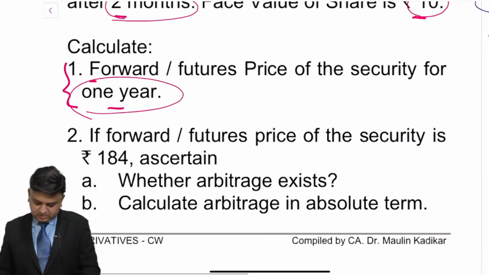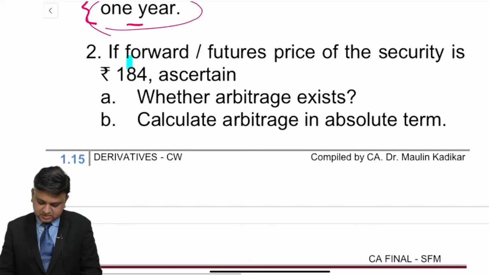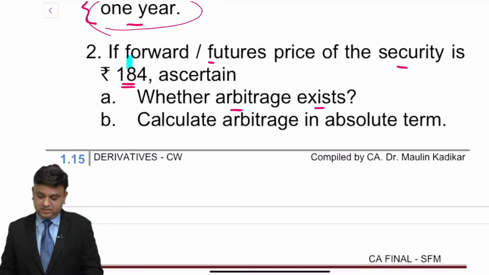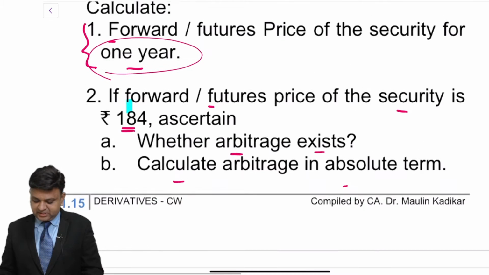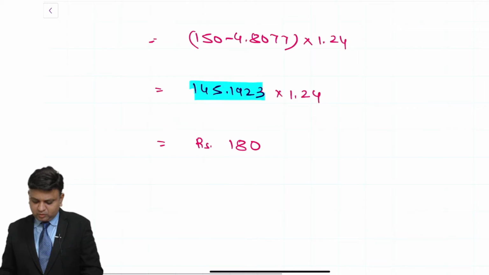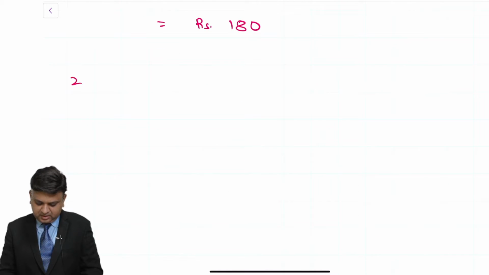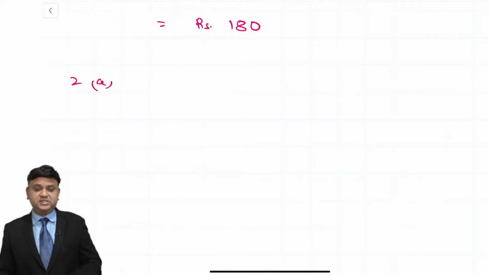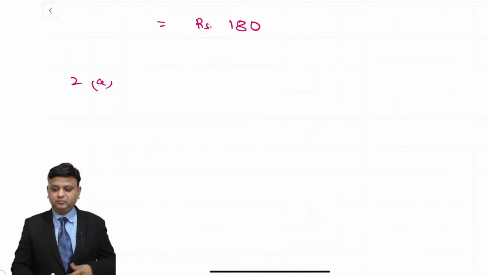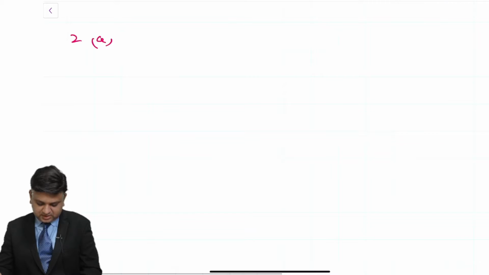Second part of the question: if the F price of the security is 184, ascertain whether arbitrage exists, and calculate arbitrage in absolute terms. That is the question. I want you to write the answer for question number 2A, whether arbitrage exists or not. Write down the answer in the chat box, please. Yes is the correct answer. Write down the answer.